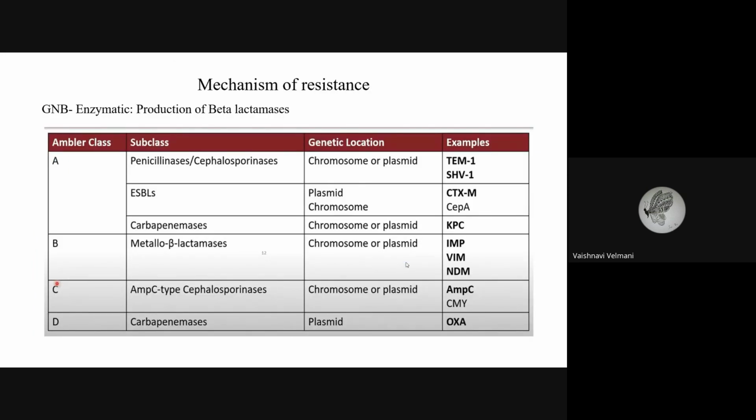Then the mechanism of resistance. How do gram-negative bacteria develop resistance? They produce an enzyme called beta-lactamase. The beta-lactamases are classified based on the Ambler classification. Ambler class includes A, B, C, and D. Within class A, there are 3 subclasses. The subclasses mentioned here, penicillinases, cephalosporinases, ESBLs, etc., are phenotypes, whereas the examples given, such as SHV, CTX-M, KPC, IMP, VIM, NDM, are the genotypes of the organism. So first we identify the phenotype, then we move on to identification of the genotype. Next.